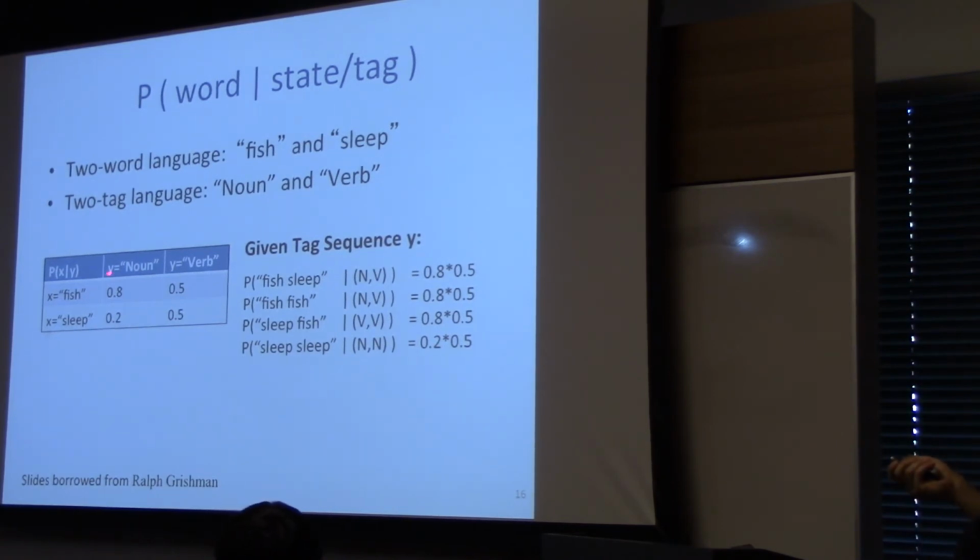Conditioned on y, the current part of speech token, being a noun, it has 80% probability of generating the word fish and 20% probability of generating the word sleep. Conditioned on the token being a verb, it has a 50% probability of generating fish and 50% probability of generating sleep. So because it factorizes given the y's, you can compute the probability of fish sleep given some tag sequence like noun verb as the independent products.